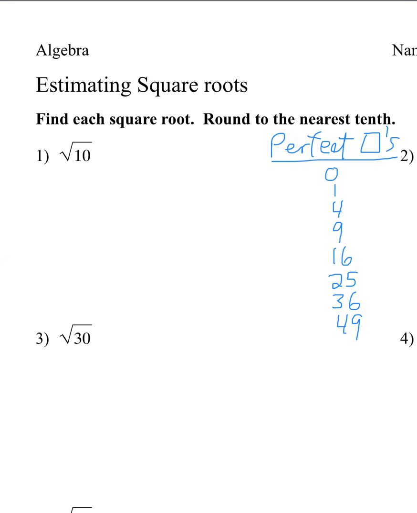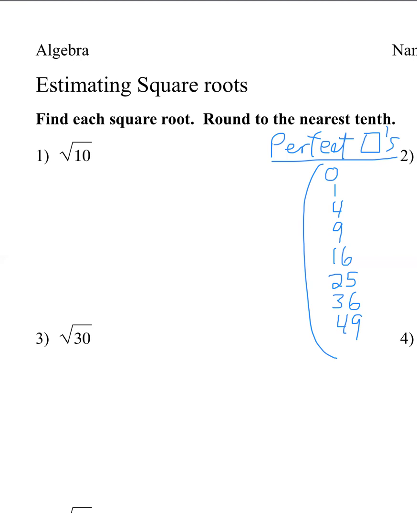Okay, so let's take a look at number 1. I need to figure out what the square root of 10 is going to be as a decimal to the nearest tenth. You'll notice 10 is not a perfect square. It's not in this list, right? So in the last lesson, when I asked you something like the square root of 16, it was just 4. It was nice and easy. Well, now the number that I'm asking you about isn't in my perfect squares list, so it's not going to come out to be a whole number.